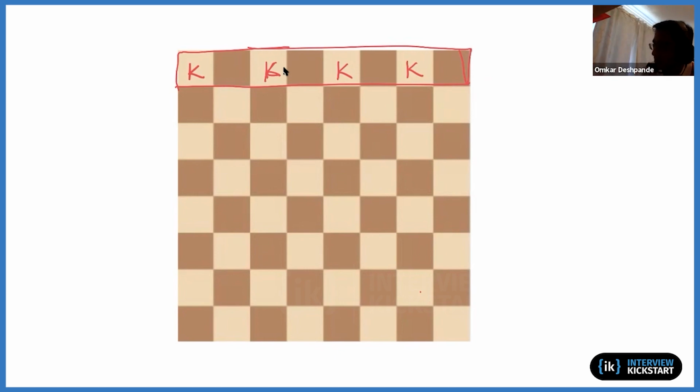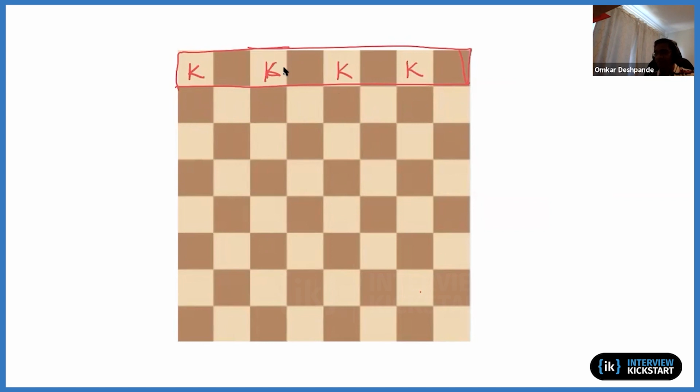Now let's focus on the 8x8 case. If we look at the second row here, assuming that the first row has been filled in this way, the second row actually cannot be populated by any king, because no matter where we place any king here, it will be under attack by some king.